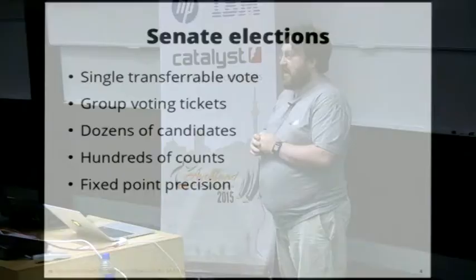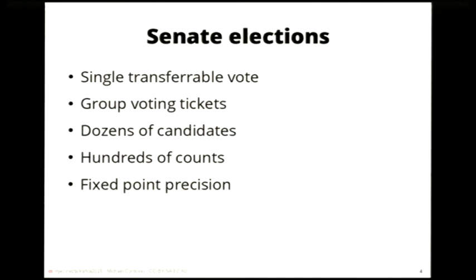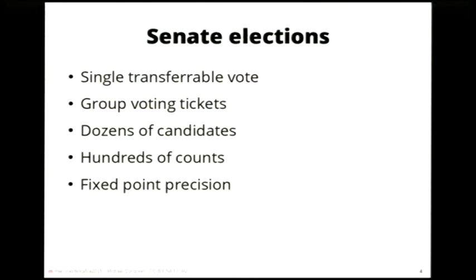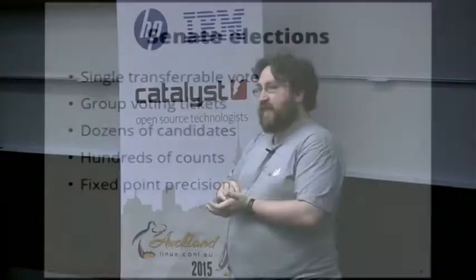Dozens of candidates, about 150 in the more popular states. Hundreds of counts. Each count is going through, passing on various values of votes onto different candidates. It all takes place with fixed point precision, which is very interesting because the law doesn't say fixed point precision, the law just says fractions of votes, but the Electoral Commission has consistently used fixed point precision. The result of that is that you end up with loss by fraction. So you end up with some votes not being counted because there's a truncation at a fixed point, and then a couple of votes don't get counted.